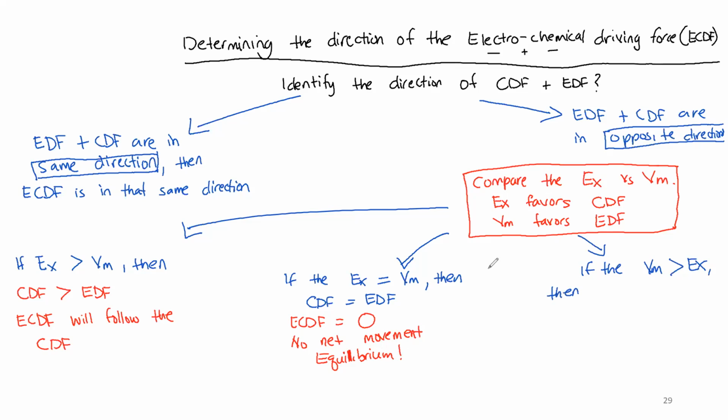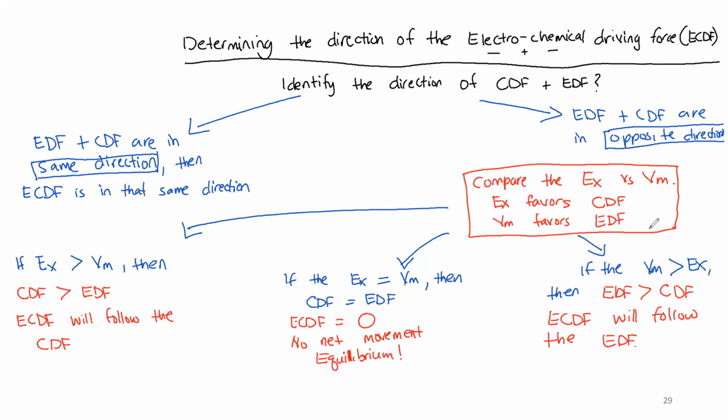the electrical driving force is greater than the chemical driving force. And the ECDF, which is the combined sum of both those forces, will follow the electrical driving force, okay? So hopefully we can see how this relationship holds true, right? The equilibrium potential is indicative of the chemical driving force. The membrane potential is indicative of the electrical driving force.